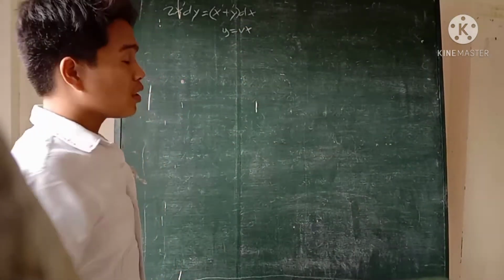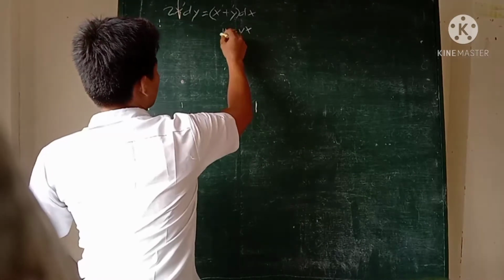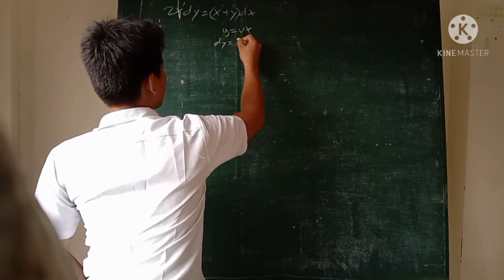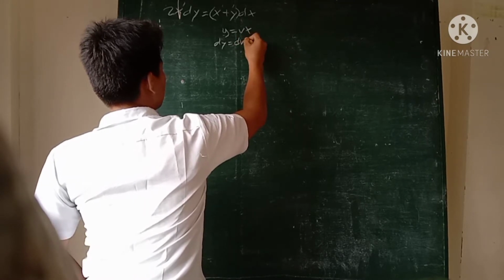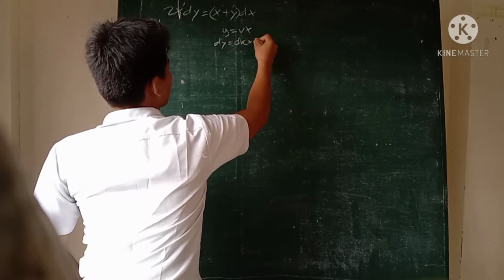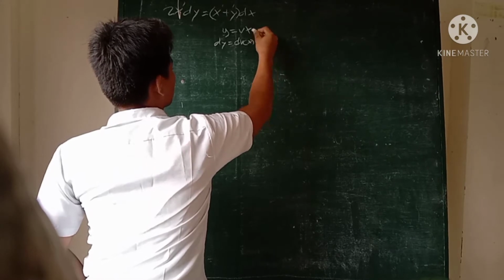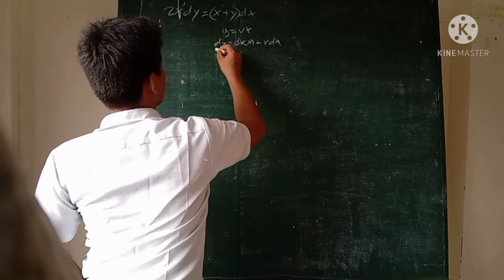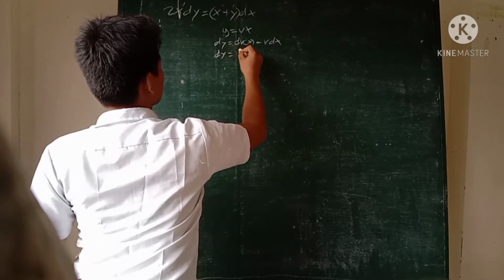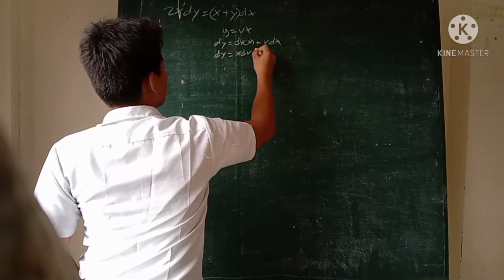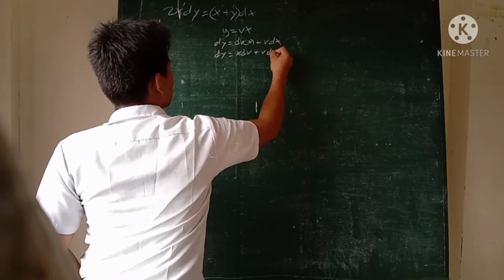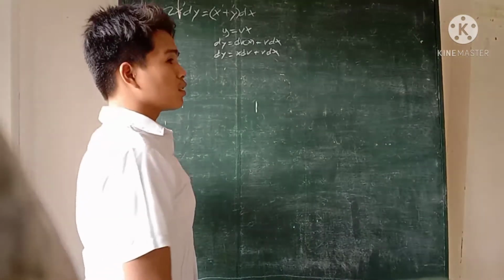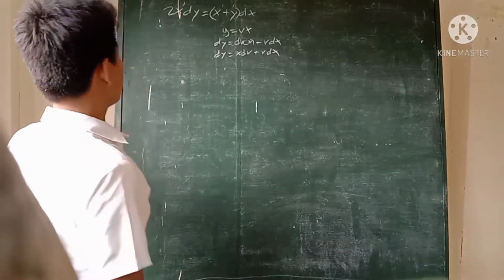Then we need to take the derivative of y, which is dy. The derivative of v times x equals dv x, plus the derivative of x, which is dx. So the final is dy equals x dv plus v dx. So next, we need to change the variables y and dy.